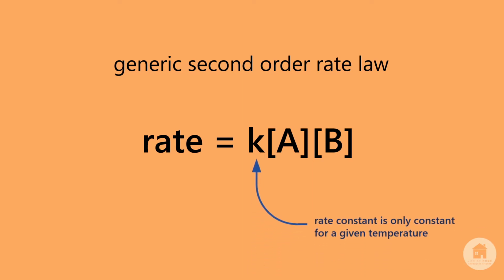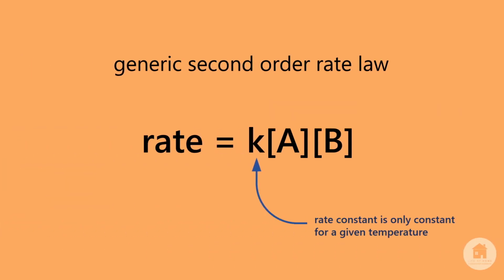Now, one thing that we want to point out is that a rate constant is only constant for a given temperature. What? A constant is not constant? Yeah, that's correct. If you change the temperature of the reaction, then your rate constant actually changes. And so you can only use a rate law for a given temperature. Okay, so we know the rate constant is temperature dependent. And we also know that the rate constant has some sort of function of something that we refer to as activation energy.